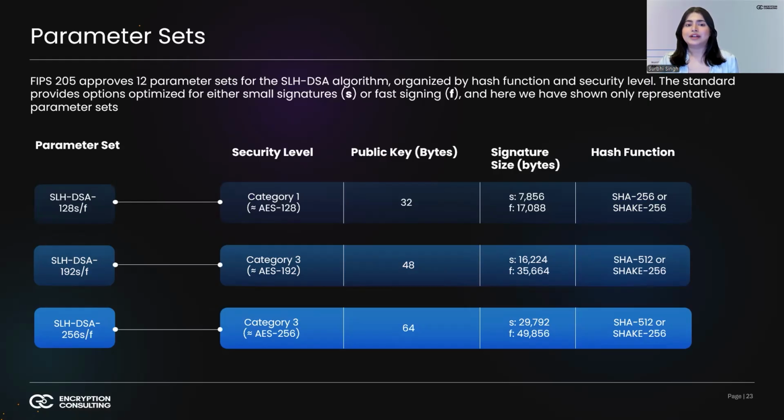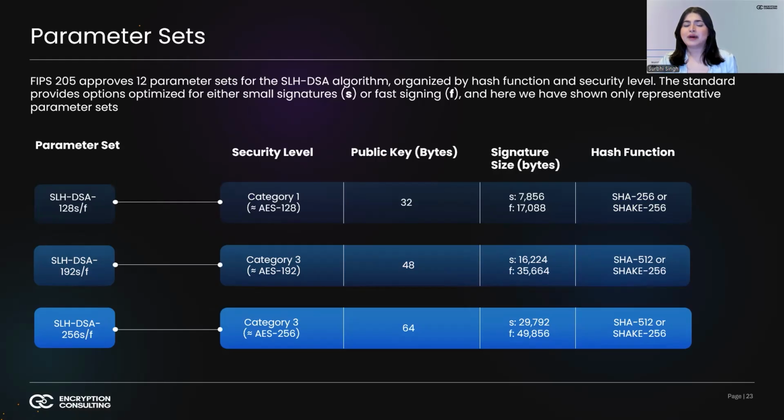Now we look at the parameter sets for SLH-DSA, or hash-based signature backup. This is a very different story from ML-DSA. While ML-DSA balances speed and size, SLH-DSA forces a much sharper trade-off: speed versus signature size.